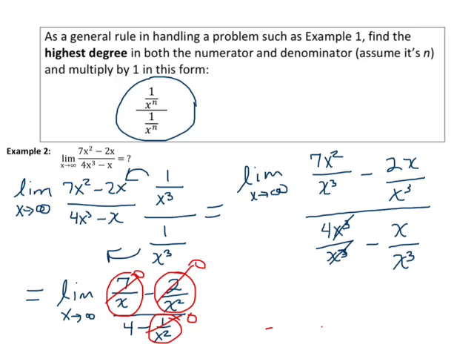So I'm really left with something that looks like this. 0 minus 0 over 4 minus 0. So I have 0 over 4, which in this case simplifies to just 0. So the limit in this example is simply 0. Quite a bit of a process here, but it's not too difficult once you break it up like that.